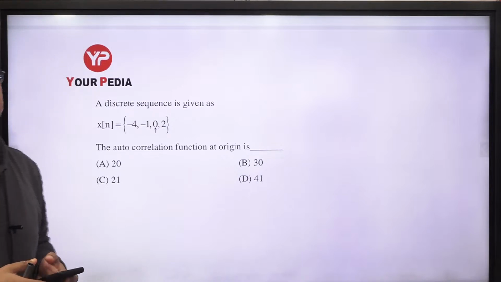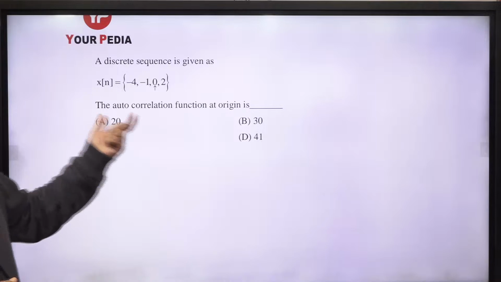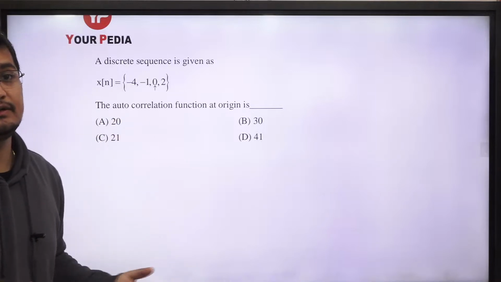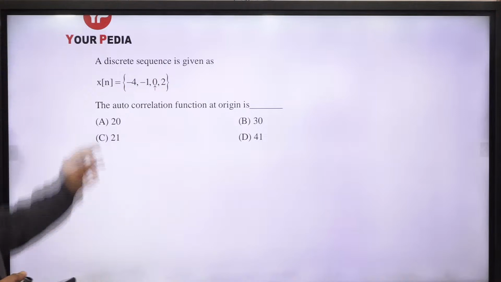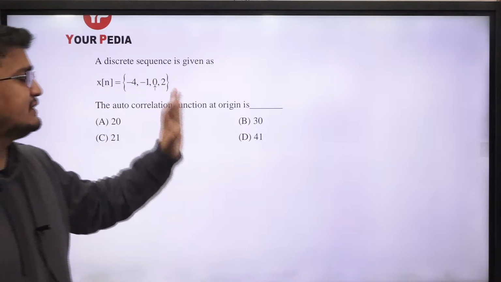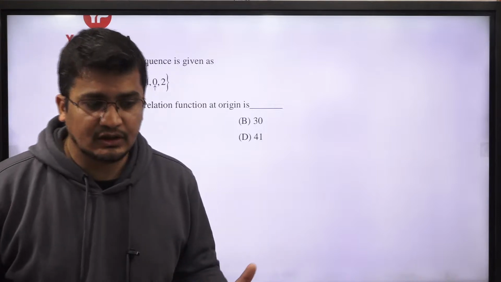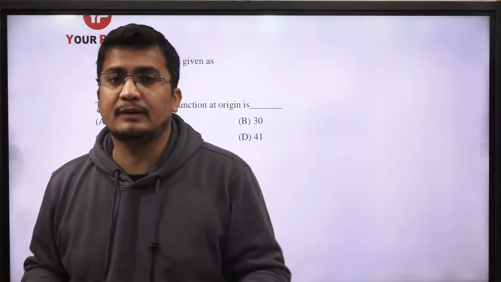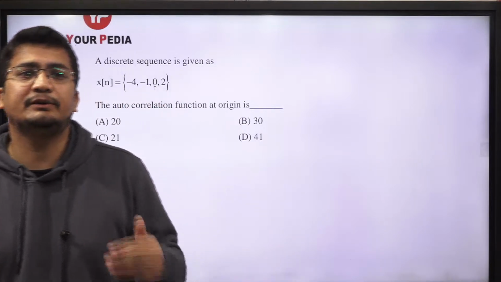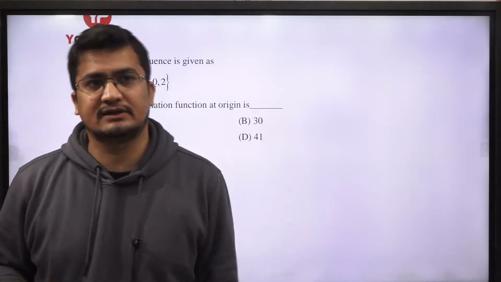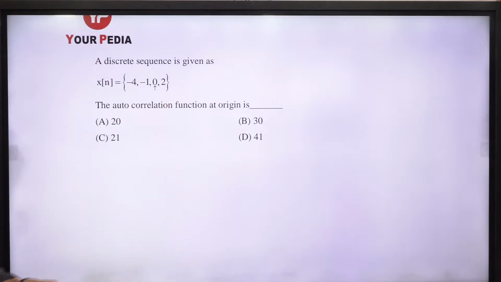So guys, the next question is on the screen. A discrete sequence is given. The autocorrelation function at the origin is. Tell me the answer. Do it fast, please. So guys, a very good question. A discrete sequence x of n is given, and the autocorrelation function at the origin for this sequence is asked. You know, we have the autocorrelation and cross correlation. Autocorrelation is basically a degree of similarity between the signal and its shifted version, and cross correlation is similarity between the signal and another signal's shifted version, right? So he's asking the autocorrelation function at origin. Tell me the answer. 21.